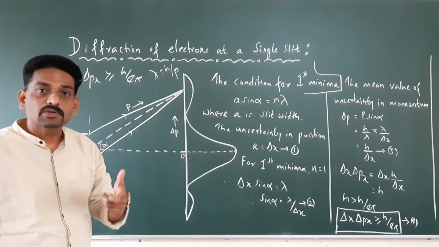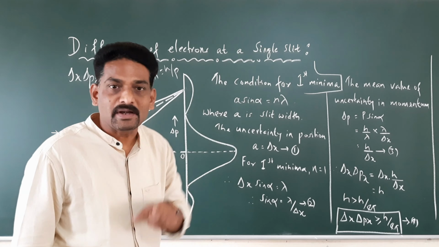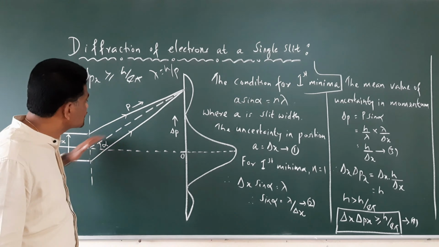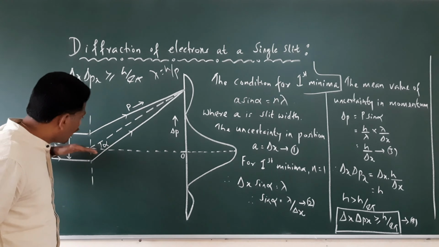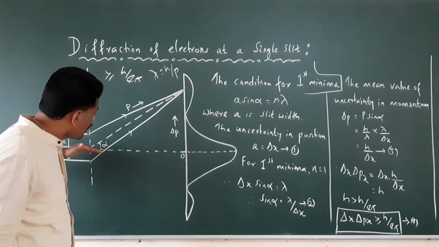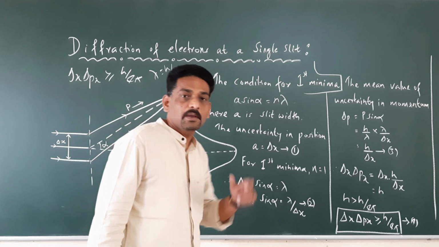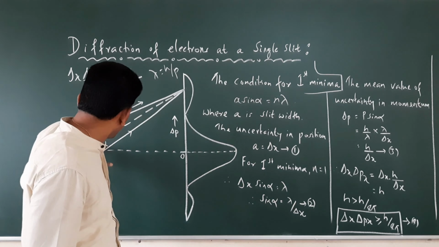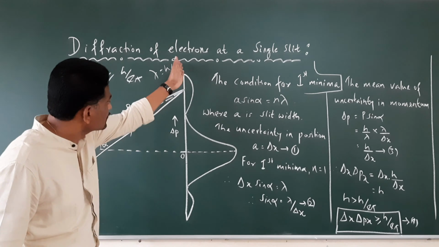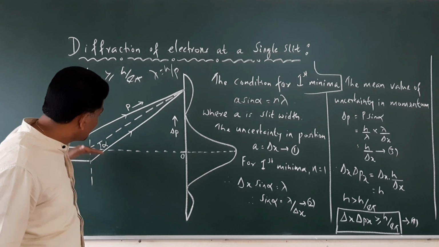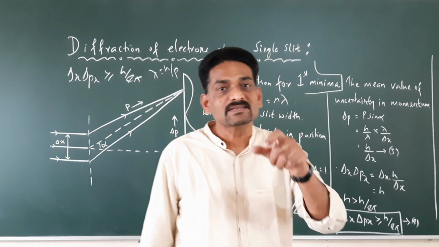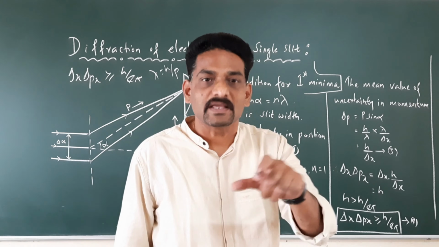So now, in order to find the uncertainty in the momentum, what do we have to do? We have to split this momentum into two components, one along the direction and one perpendicular to the direction. Along the direction, the momentum component is going to be p cos alpha. This is perpendicular to the incident direction. In the perpendicular direction, the momentum component is going to be p sin alpha.